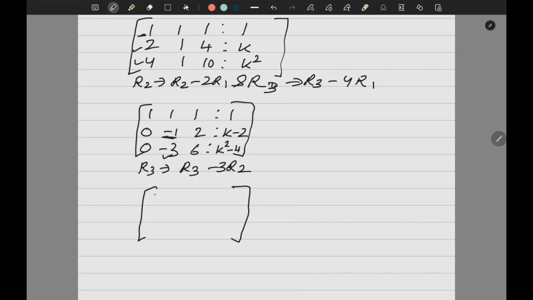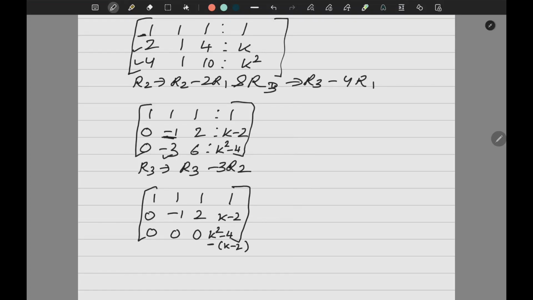Now in the first one, I'm not doing any change. So 0, -1, 2, k - 2, I'm not doing any change. And then let me apply the operation. So 0, 0, 0. And here I'll get k square minus 4. I'm writing down here, minus k minus 2. Correct?